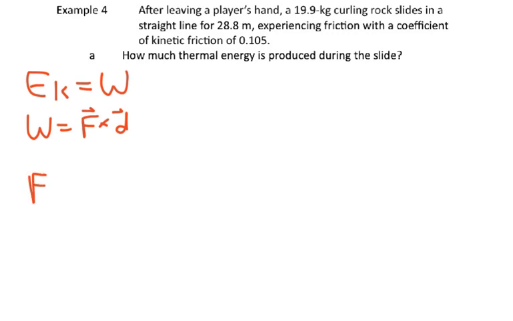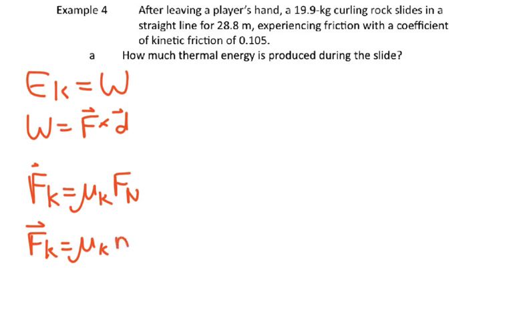So the other thing we know for force, the force of kinetic friction is mu k times Fn. Which is also mu k times mg, because F equals ma, but the normal force is due to gravity, so a becomes g here. So knowing this, we can find the force of friction.